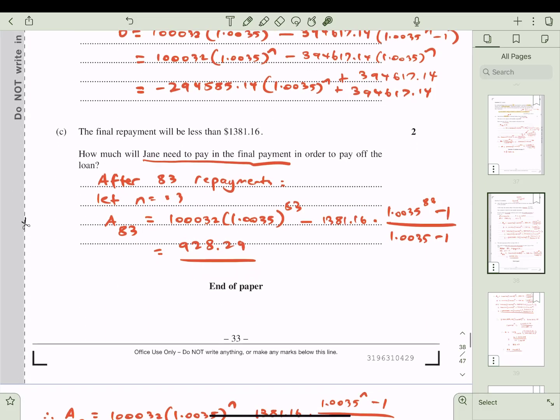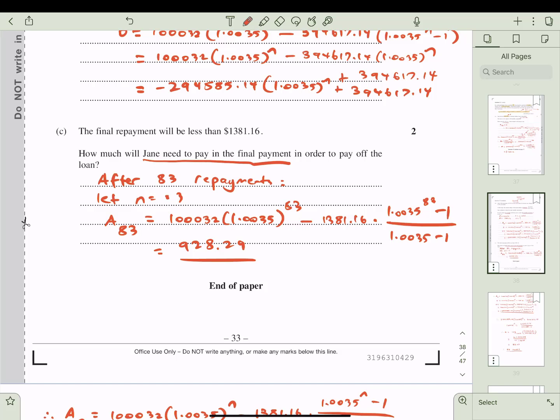So what that means for me is I actually have to pay in my last repayment 928.29 times 1.0035 because of that interest. So therefore, that's going to equal $931.54. So my final answer is 931.54. So it's a very tricky question because we had to just remember to multiply by 1.0035. All right, but that should be it. So that's it for the paper.